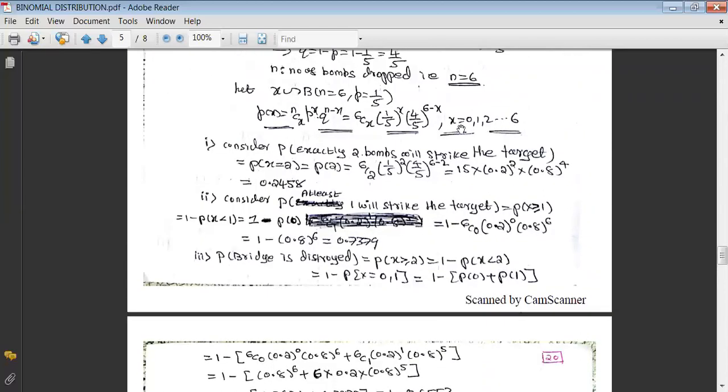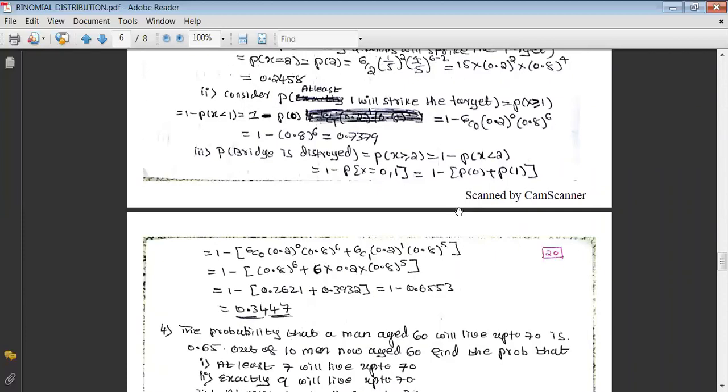Let us take the values x equal to 0 and x equal to 1 in P of x. It will be 6C0, 0.2 raised to 0, 0.8 raised to 6, plus 6C1, 0.2 raised to 1 into 0.8 raised to 5. The calculation of the first one is 0.2621 and of the second one is 0.3932. Once you add these up and subtract from 1, it results in 0.3447.